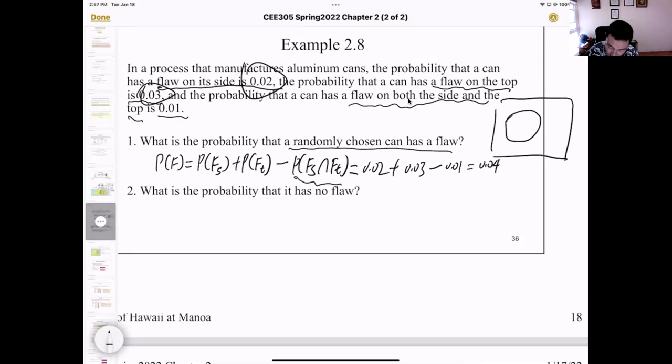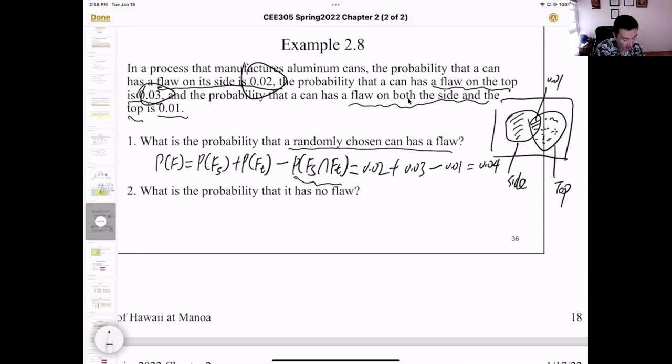In other words, if we draw something, this circle means flaw on the side, and this circle means flaw on the top. The intersection here will be 0.01. Then we can figure out what is in this area and in these areas accordingly based on this information easily. We'll see that in a moment.